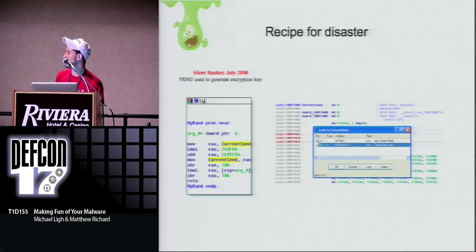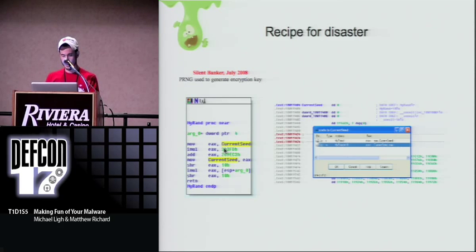So now we get to the recipe for disaster. This snippet of code is from Silent Banker in July 2008, just a few months after that last sample we saw in February. They updated their code, sent out a new version of Silent Banker, and this one is significantly different from the ones we saw previously, because you don't see that global variable, named current seed in this case, being checked if it's ever zero and seeded. It's just used. So it's possible that somewhere else in the binary before we get here, Silent Banker seeds this global variable with some type of number.